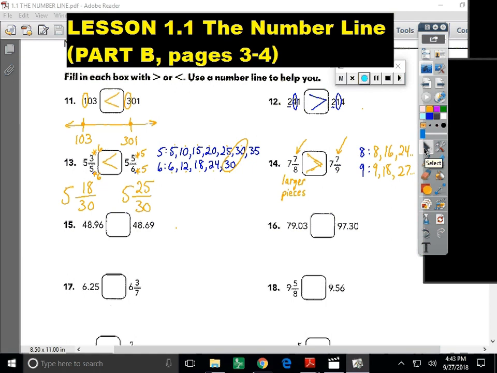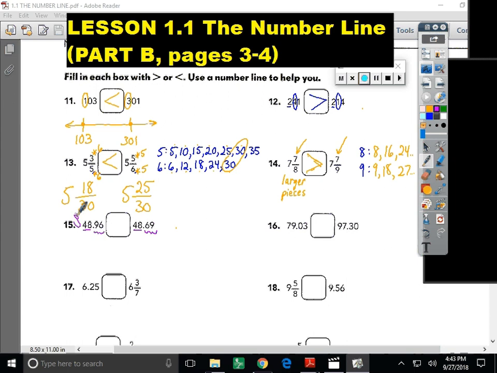Next, we're going to take a look at these decimals. If you notice, number 15 and 16 are comparing decimals to decimals. That's actually pretty nice. What it means is that I don't have to change the format a whole lot. These are similar numbers. Well, if I take a look, I notice that there's a whole number of 48 and a whole number of 48. Those are matching parts. But if I look at the back of the number, here I have 96 hundredths, and here I have 69 hundredths. So this is really where we decide which one's greater.